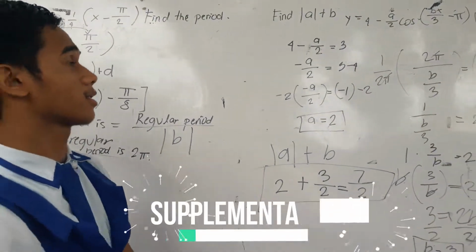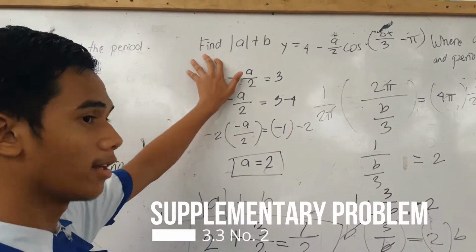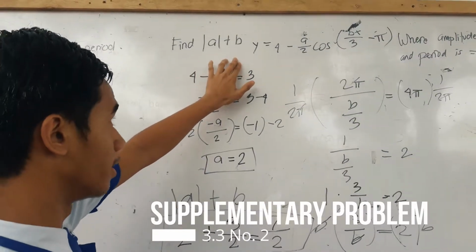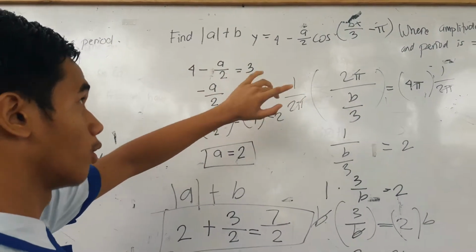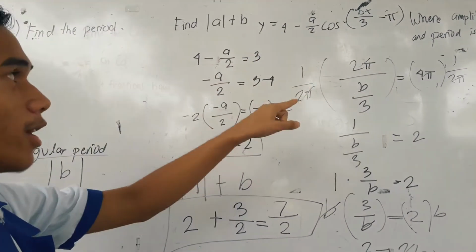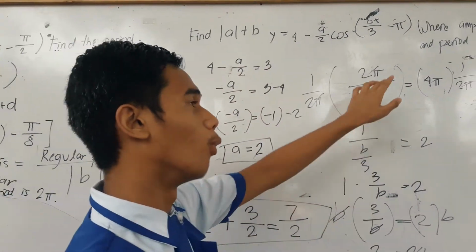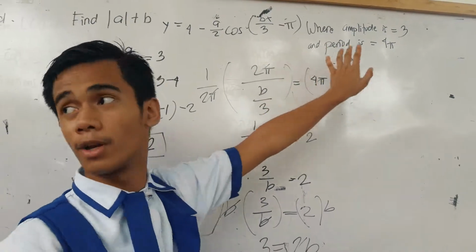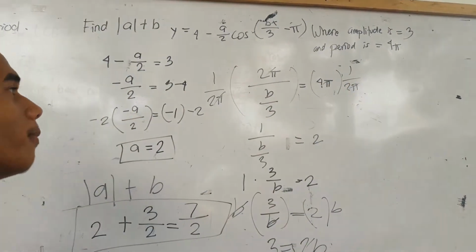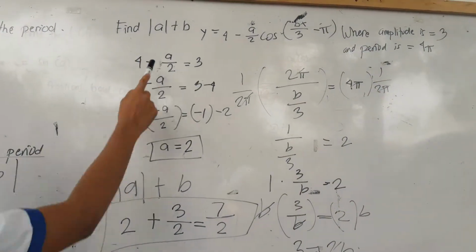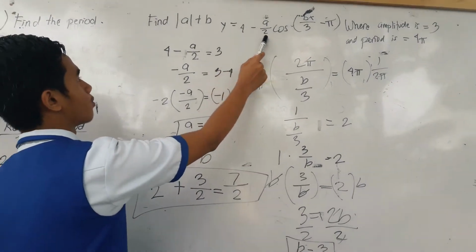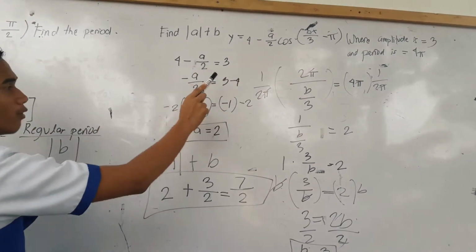The next question is find the absolute value of a plus b, where in the equation y equals 4 minus a over 2 cos times bx over 3 minus pi, where the amplitude is 3 and the period is equal to 4 pi. So first step is to find the a. In finding the a, we will use this one. Then 4 minus a over 2 equals 3.